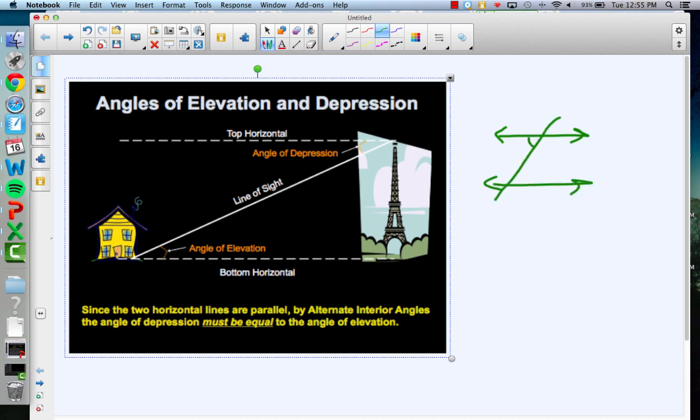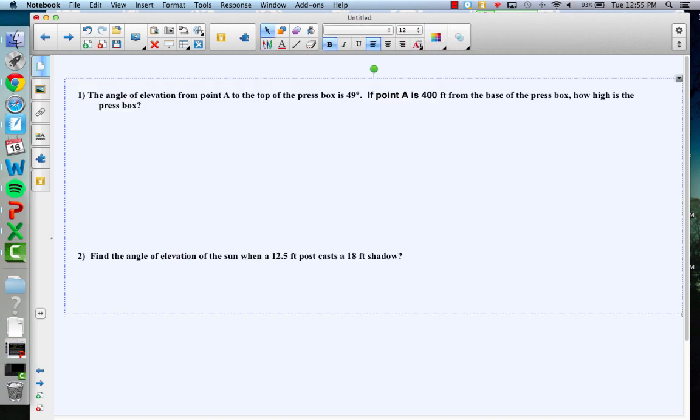So what this means is that I have two angles that should be congruent. So the angle of elevation should be congruent to the angle of depression. Okay, I'm just abbreviating. So always important, those should be the same. But angle of depression will never be inside the triangle. In most cases, it's going to be on the outside. So we're just going to jump into some basic examples here.